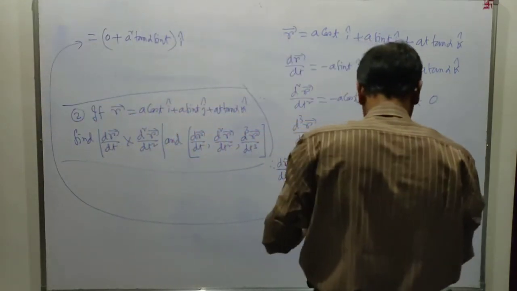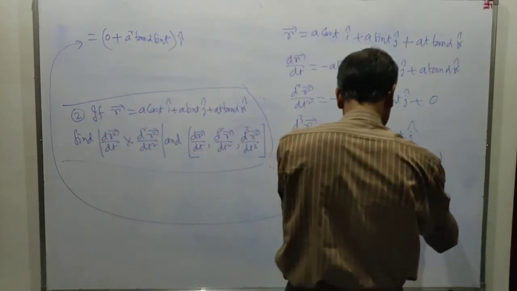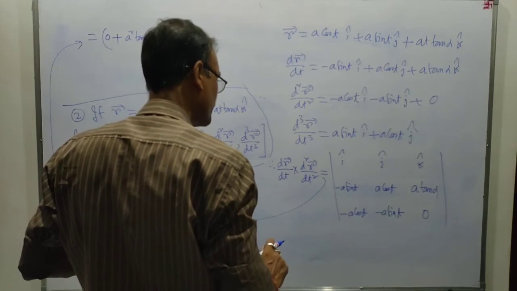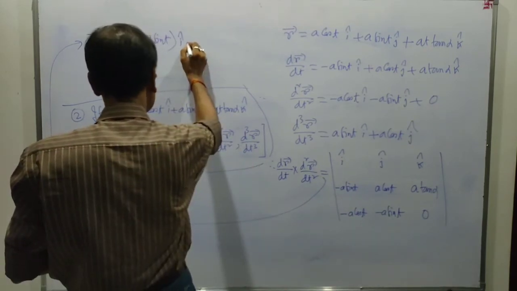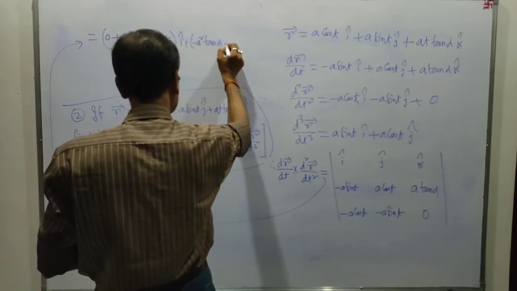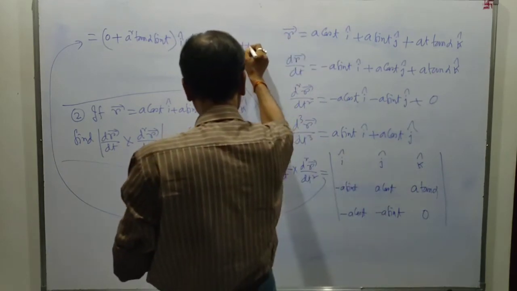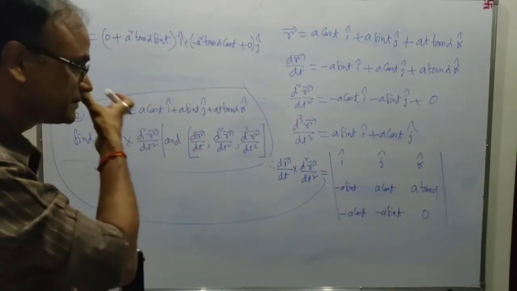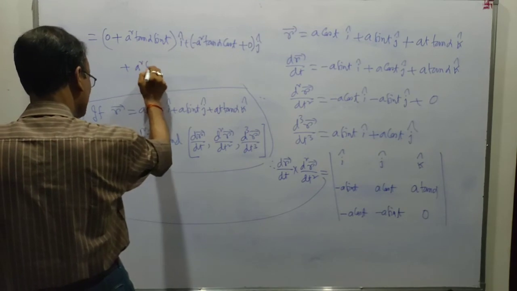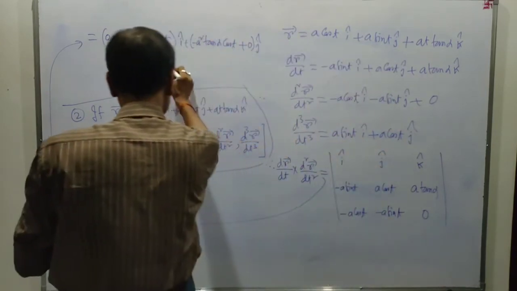For j cap, this into this minus a square tan alpha cos t, this into this minus 0, so minus a square tan alpha cos t j cap. Also, for k cap, this into this: a square sin square t minus minus plus a square cos square t.